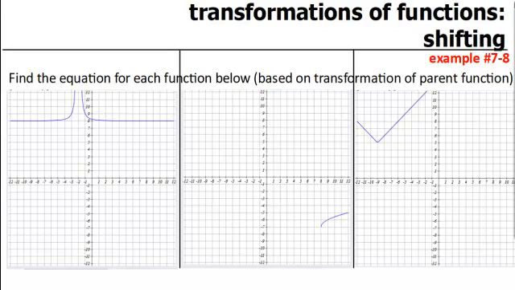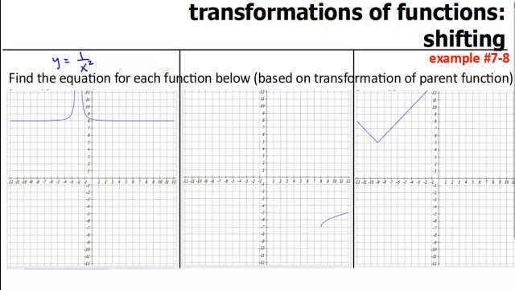If I look at this, the parent function, or the basic function that looks like this, is going to be what? You guys remember what that one was called? The parent function is going to be 1 over x squared. So this is a reciprocal squared function. Okay, again, make sure you're familiar with those, what they're called, toolkit functions. Make sure you're familiar with all the parent functions.